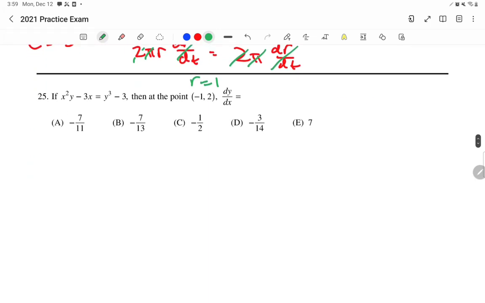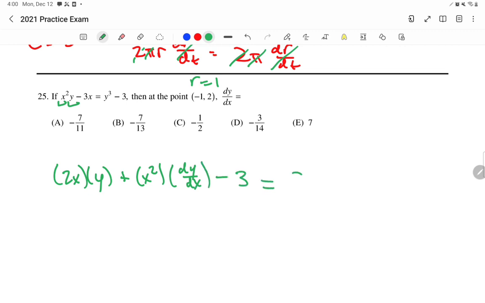All right, we have an implicit. So this is product rule. 2x, leave y alone, plus x squared, take the derivative of y is dy/dx, minus 3 equals 3y squared dy/dx. I'm going to plug in anywhere I see an x, I'm going to plug in negative 1.